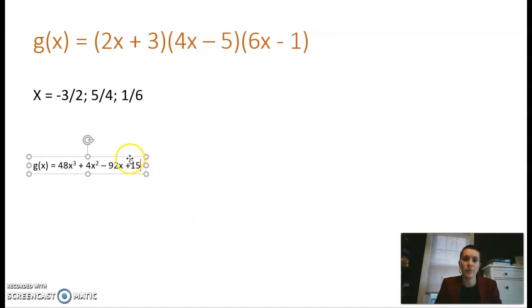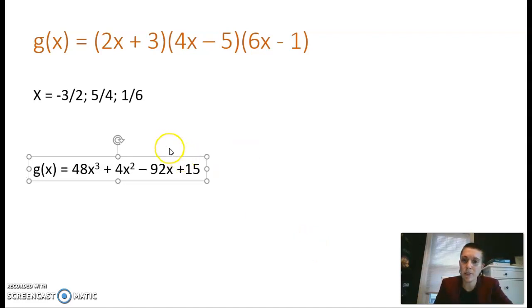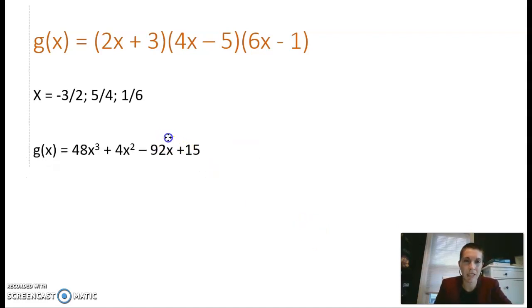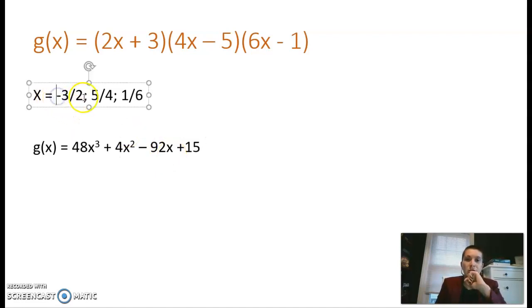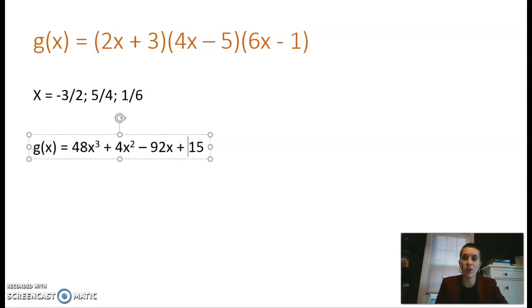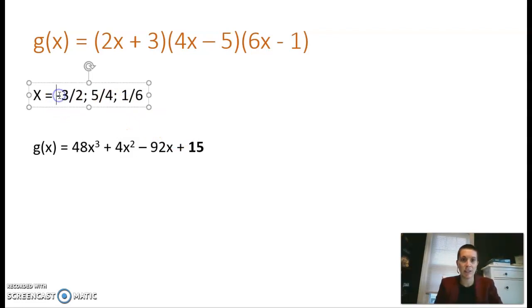Okay, so like we did last time, we're going to try to see if we can see any patterns in our x-intercepts, and they're a little hard to pick up at first, so I'm just going to spoil it for you and tell you that in the numerators of all 3 of our fractions, we have the numbers -3, 5, and 1. What these all have in common is that they are all factors of 15, right? So -3 times -5 would be 15. 5 times 3 would also be 15, and 1 times 15 is 15.